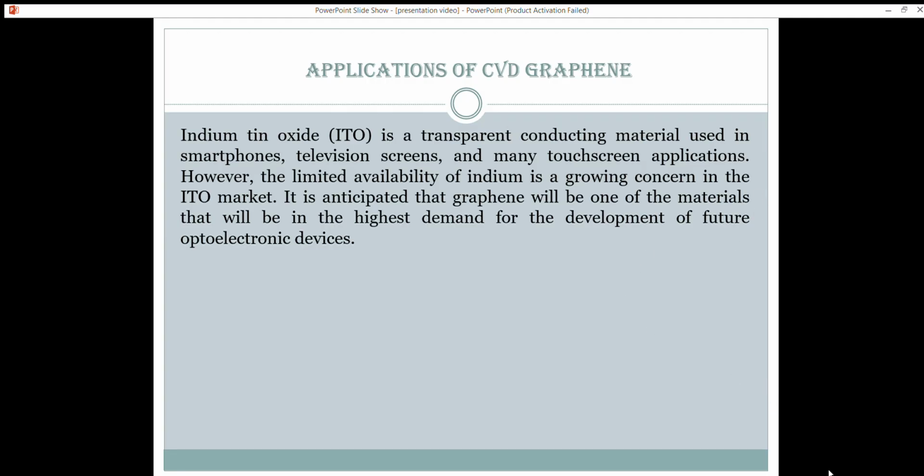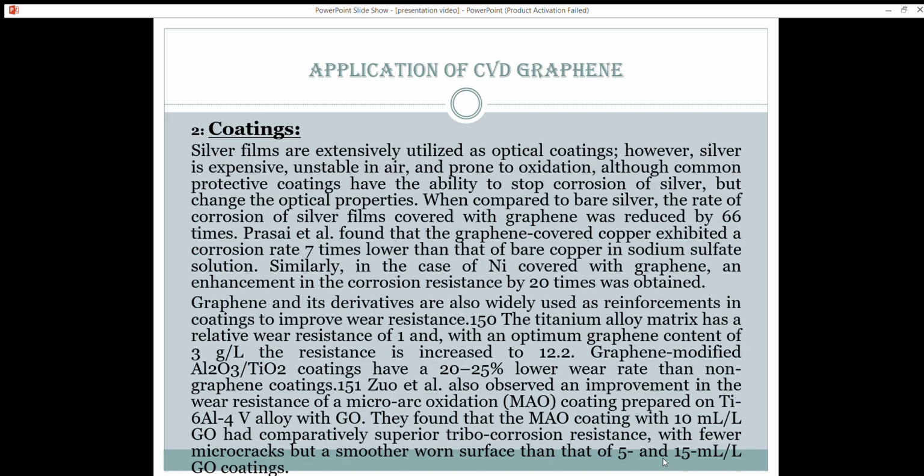Moving on, we will see the second application of CVD graphene, in coatings. How can we use graphene as a coating? Silver films are extensively used as optical coatings. However, silver is expensive, unstable in air and prone to oxidation. Although common protective coatings have the ability to stop corrosion of silver, they might change its optical properties. If we do a silver coating, it might stop corrosion, but it will change its optical properties.